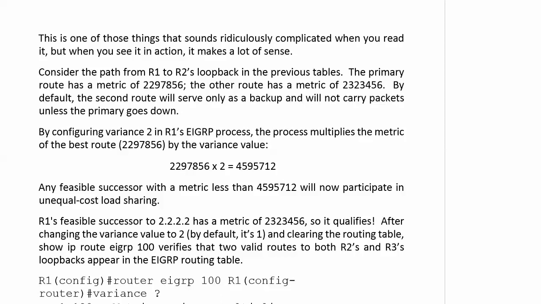We're happy that it's a backup that's calculated before we need it, but it's not going to carry packets unless the primary goes down. But by configuring variance 2 in router 1's EIGRP process, the process multiplies the metric of the best route, 229.7856, by whatever we put in for the variance value. That in this case ends up being 459.5712. Any feasible successor with a metric less than 459.5712 will now participate in unequal cost load sharing. Now let's go ahead and go to the live equipment, and you'll see how this works.